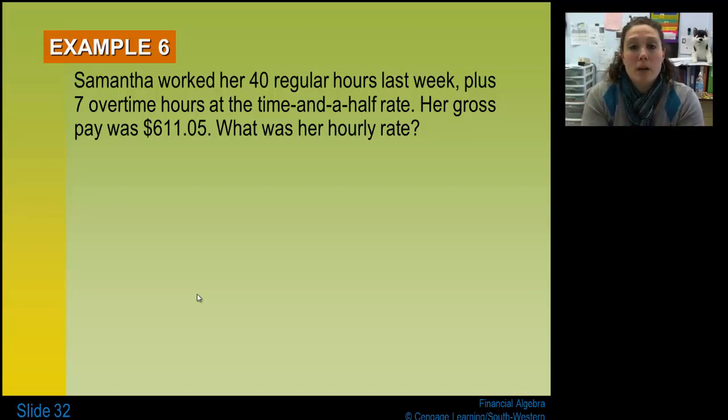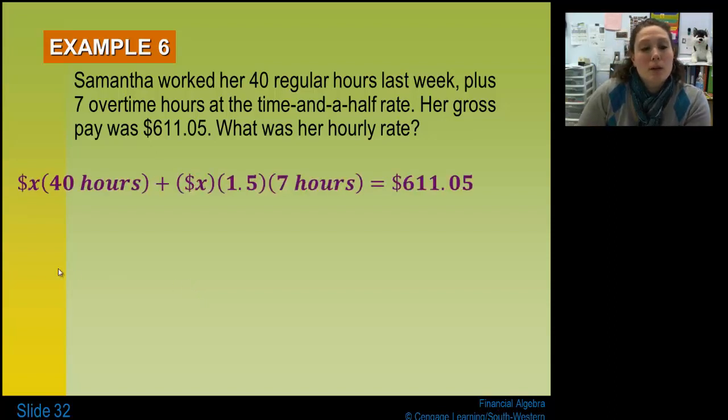We know that she worked 40 hours regular time, and then she had 7 hours of overtime. So again, we're going to have to break this up into 2 parts of the equation. So we're going to have her regular hours plus her overtime hours. So what it's going to look like is, I don't know what she makes per hour, so I'm going to call that X, but I do know that she worked 40 hours. Plus her regular hourly salary times 1.5, because she's getting time and a half, times the hours that she worked, which was 7 at the overtime rate. And all of that came to a $611.05 gross paycheck.